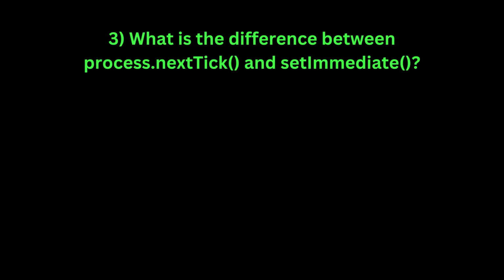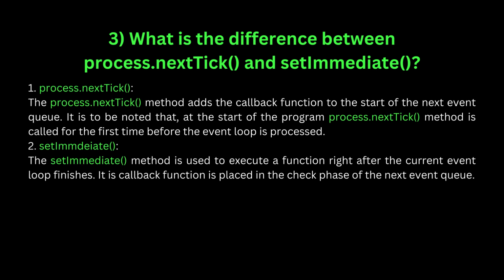Question 3. What is the difference between process.nextTick and setImmediate? The process.nextTick method adds the callback function to the start of the next event queue. It is to be noted that at the start of the program, the process.nextTick method is called for the first time before the event loop is processed.